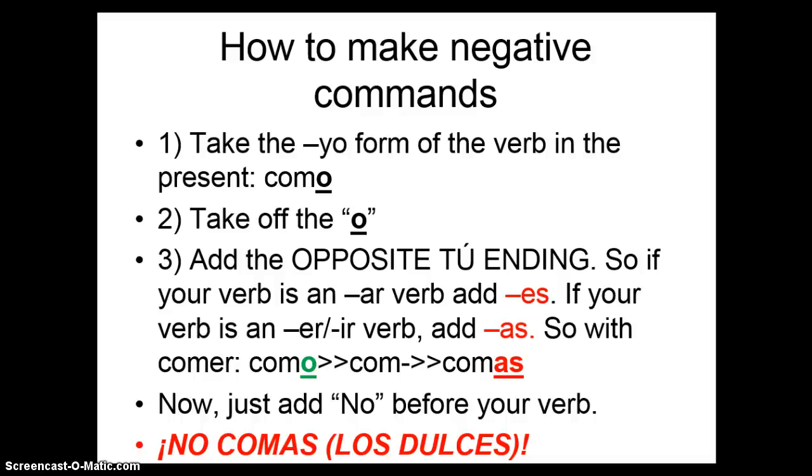So if your verb is an AR verb, you're going to add es. If your verb is an ER or IR verb, you're going to add as. So with comer, for example, which is an ER verb, the yo form is como. We take off the o and we add as. So we get comas. Now you just have to add no before because this is a negative command. After all, we're saying don't do this.